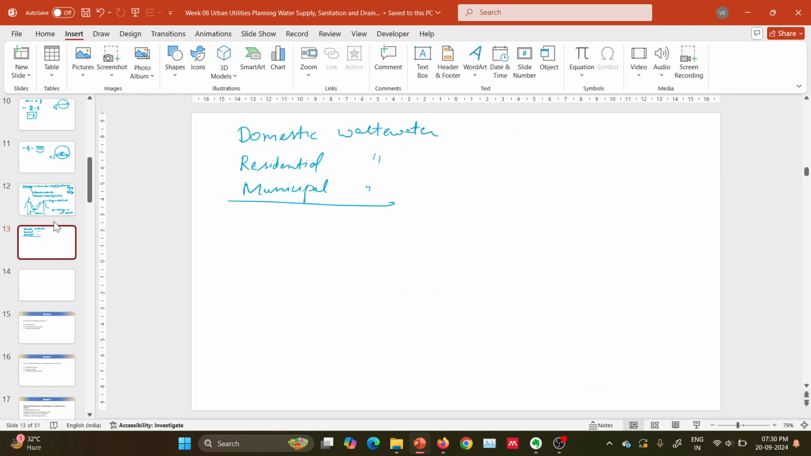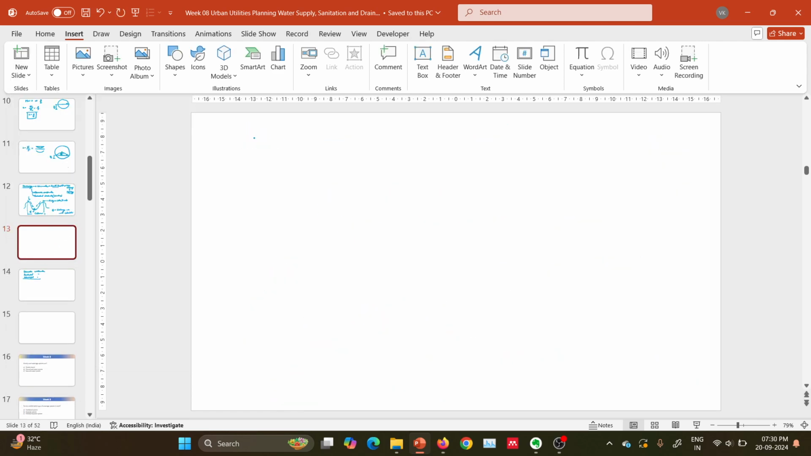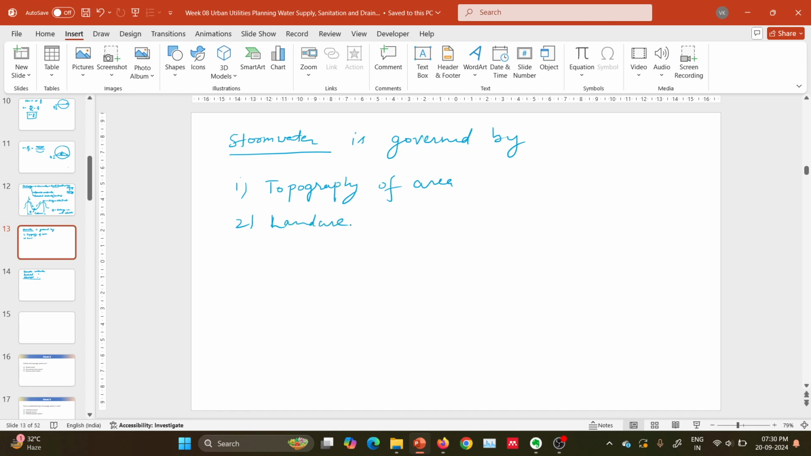I forgot to mention in the last slide. So it is governed by this stormwater. Stormwater is governed by topography, area, land use, land use or land cover.